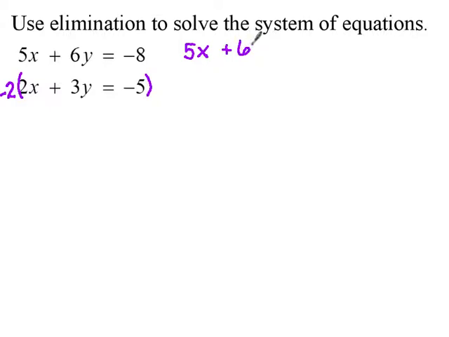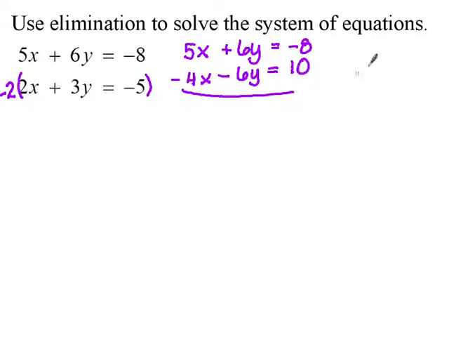So I'm going to recopy the first equation down. And then the bottom equation, I'm going to distribute a negative 2. Your whole goal is to have one positive, one negative. They have to be the same number? Yes. So you need like a 6 and a negative 6, or an 8 and a negative 8, a 4 and a negative 4. Something like that.